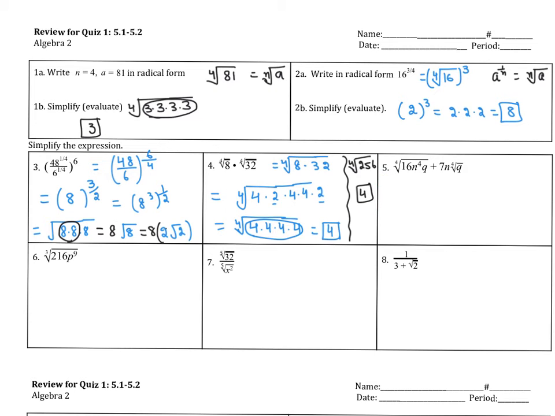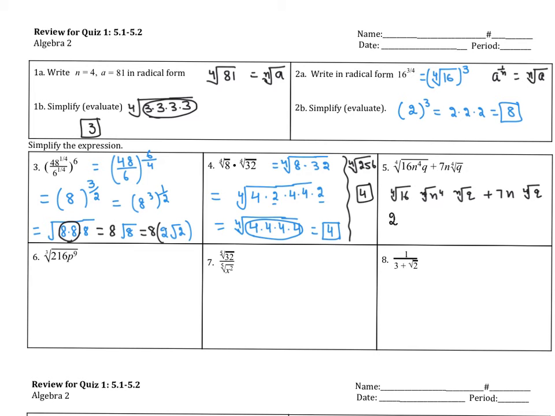Next is question number 5, and we are going to add these two terms. We can only add these two terms if they are like terms, which means that the radical symbol should be the same. If this is the fourth root of q, this should also be the fourth root of q. Now, if we can make it the same as the other term, so for example, the fourth root of 16, the fourth root of n to the power 4, and the fourth root of q, plus 7n fourth root of q.